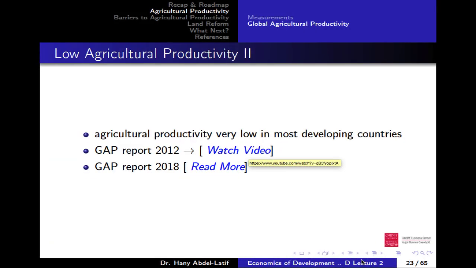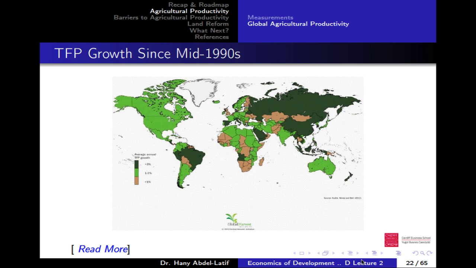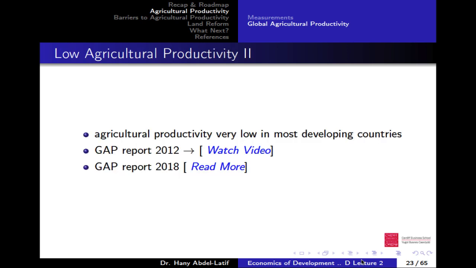The GAP report also focuses on several policies to address these regional challenges, and how these figures are calculated. Again, everything I showed here is based on the latest report. The video is a bit outdated, it's from 2012, but it gives you an idea about how important productivity is. As I said, this is the report for 2018, so you can read more if you want about the latest figures and projections and how we're going to meet those.